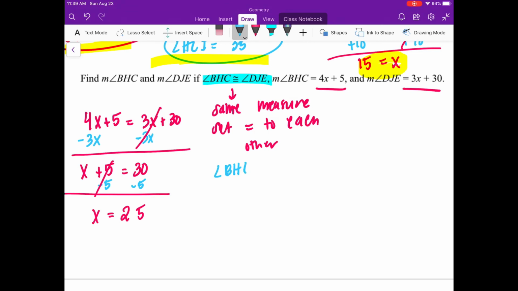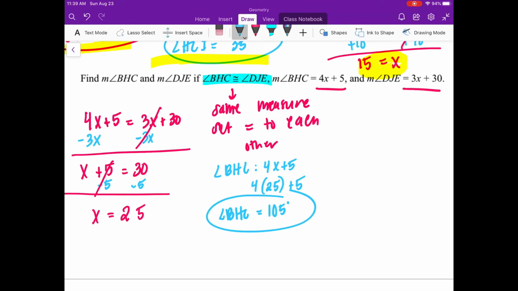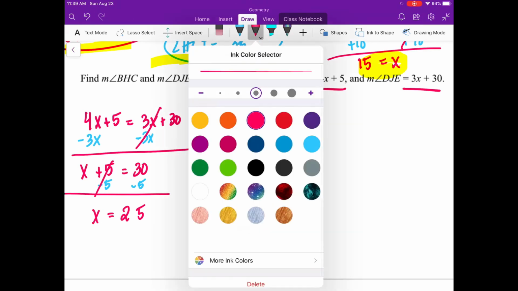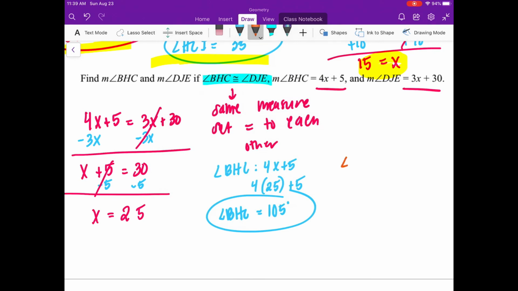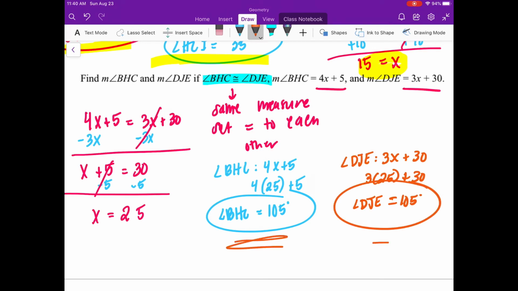Now we still need to substitute. So angle BHC is 4x plus 5. So 4 times 25 plus 5. So angle BHC comes out to be 105 degrees. Since it is congruent to DJE, we should get the same answer. But I personally would go ahead and plug that in just to double check. So 3 times 25 plus 30, that indeed gives us 105 degrees.